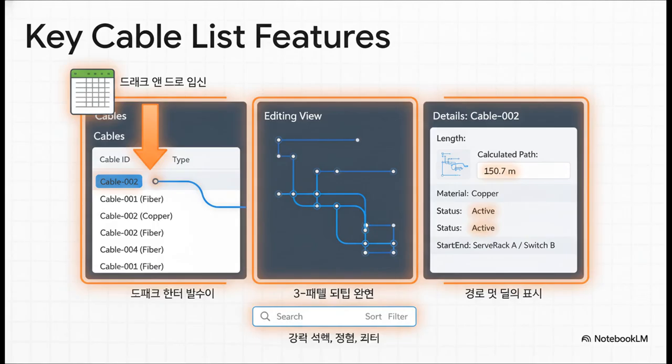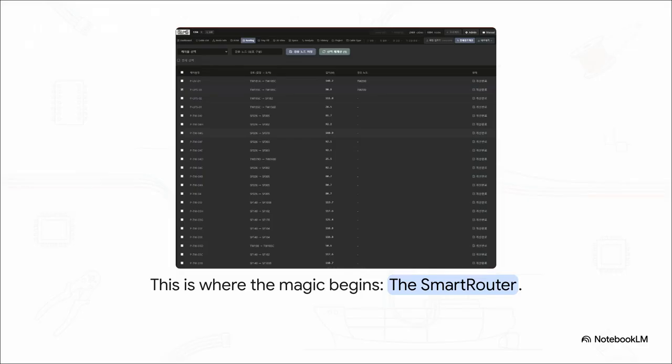You know, like reformatting everything? Forget it. It automatically detects your column headers when you import. And the 3-panel editing view, it's a game changer. You can see your master list, edit a specific cable, and view all its details at the same time, without ever losing your place. And of course, as you work, the path and length just update in real time. It's totally seamless.